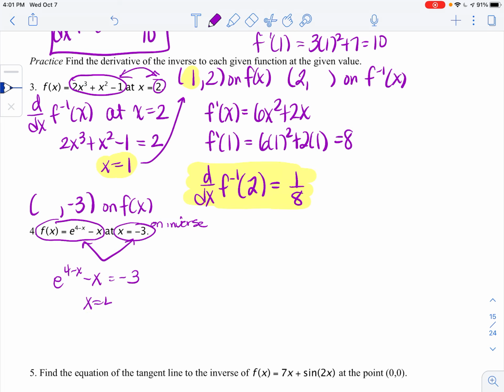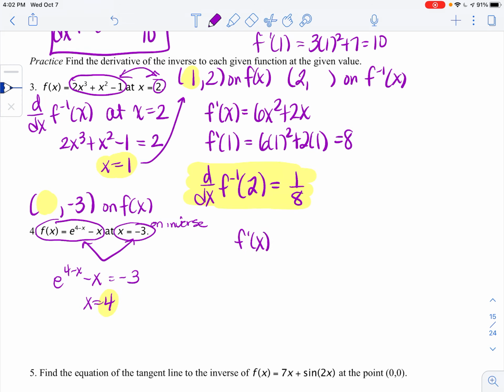And again, I chose specifically easy numbers. This one works out to be x equals 4. That means that's the value I really want to be evaluating the derivative of f of x at, and then take the reciprocal.